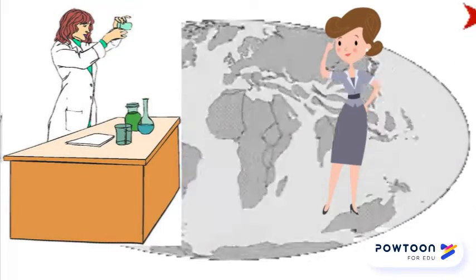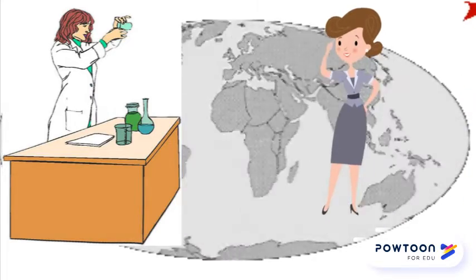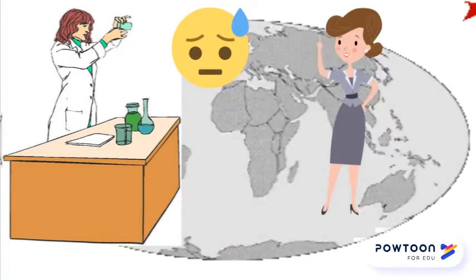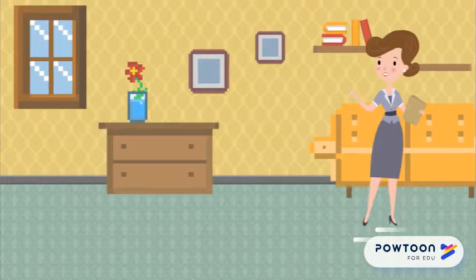Scientists think that the heat from the Earth's core causes circular movements in the mantle called convection currents. Scientists believe that convection currents in the mantle slowly move the plates that float on top of the mantle.